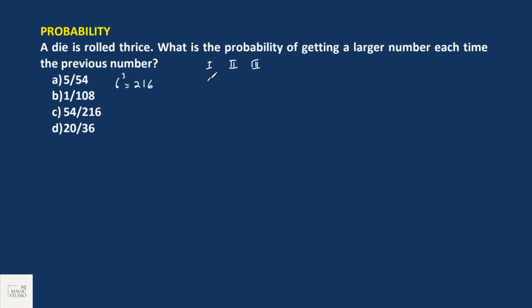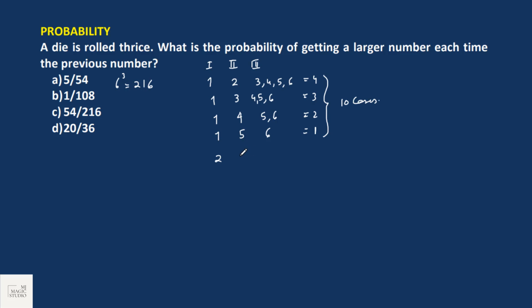So if I take first phase as 1 and second phase as 2, then third phase may be 3, 4, 5 or 6. Then 1, 3, third phase may be 4, 5, 6. And if first phase is 1, second is 4, then we can have 5, 6. Similarly, we can have 1, 5 and 6. So if I start with 1, then I'll have 4, 3, 2, 1. That is 10 cases.